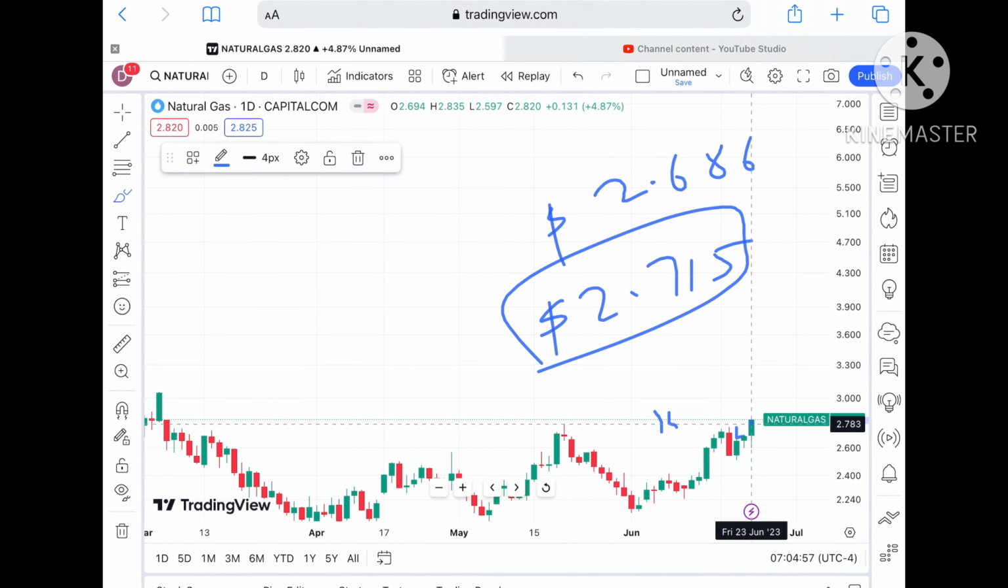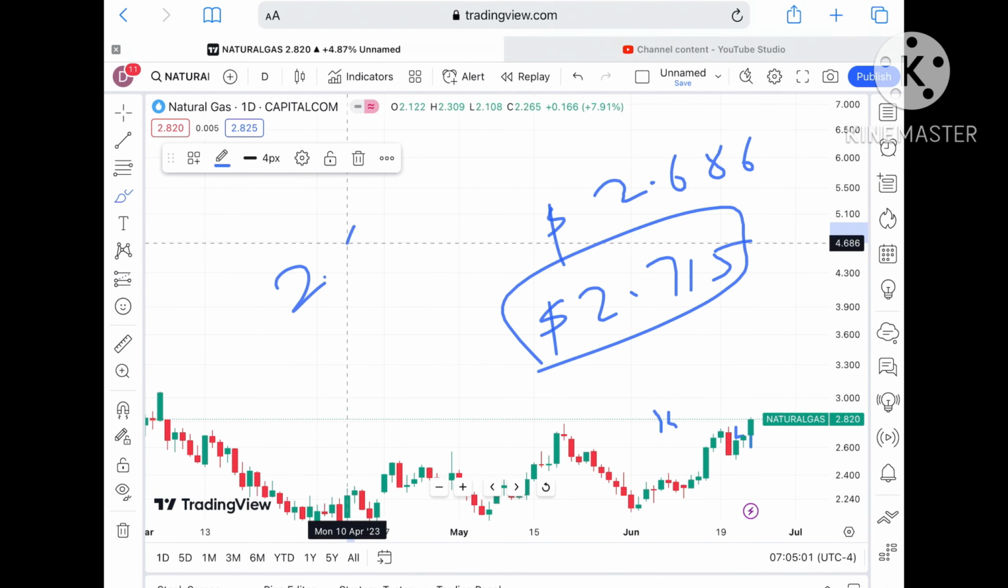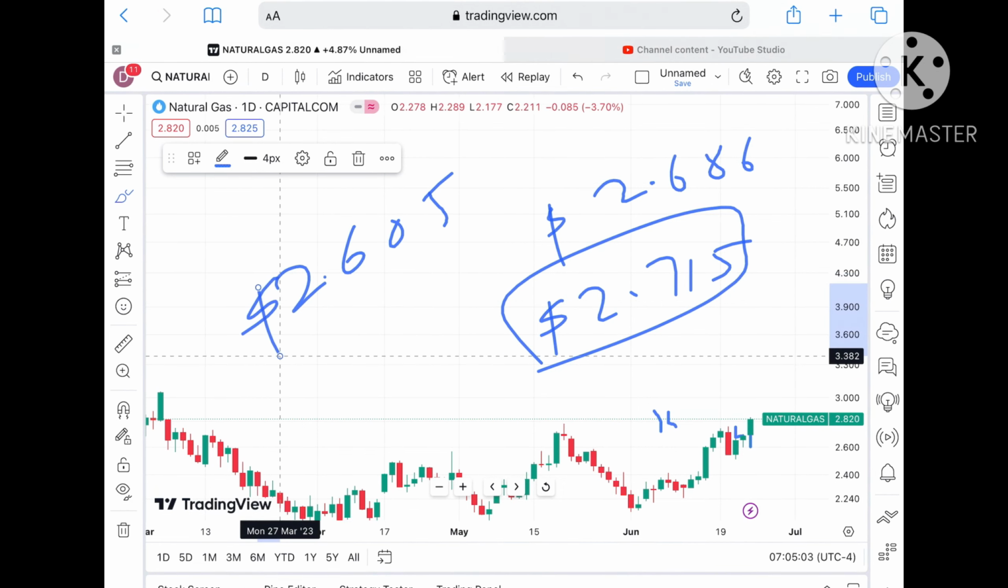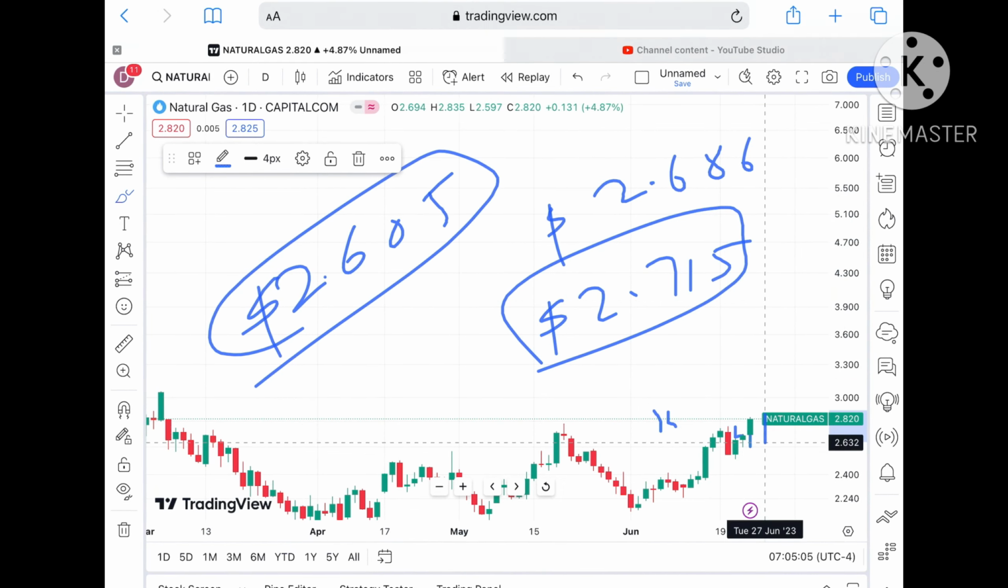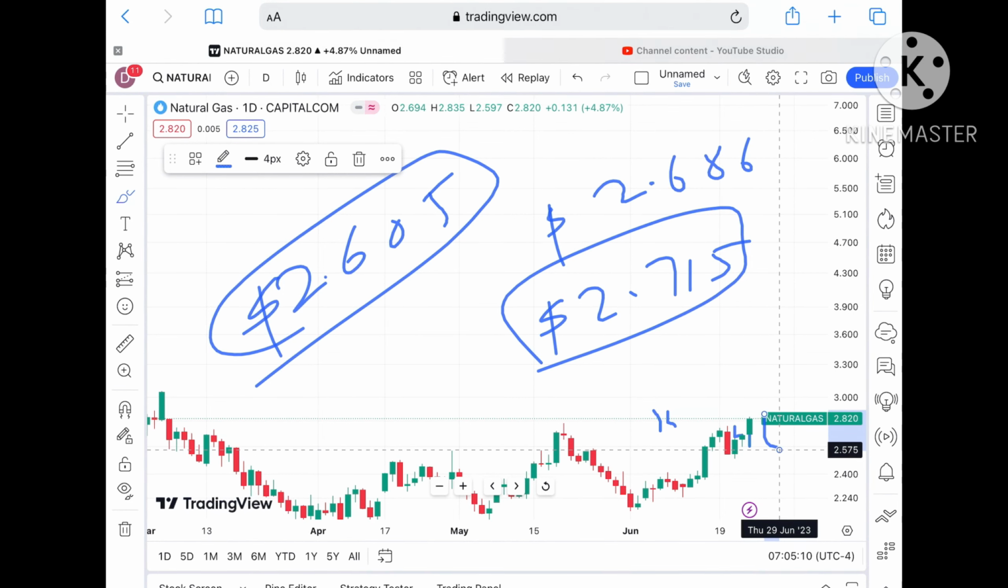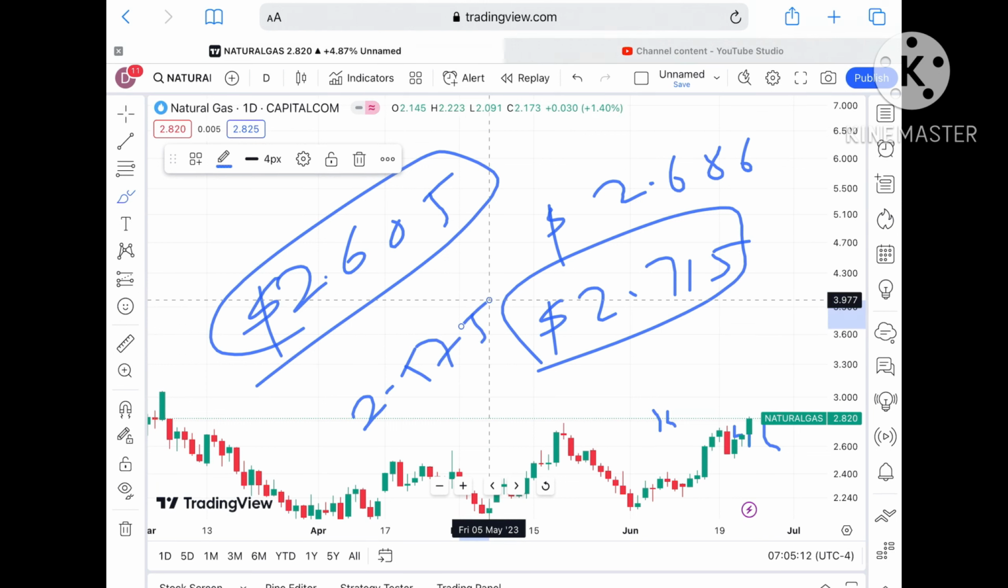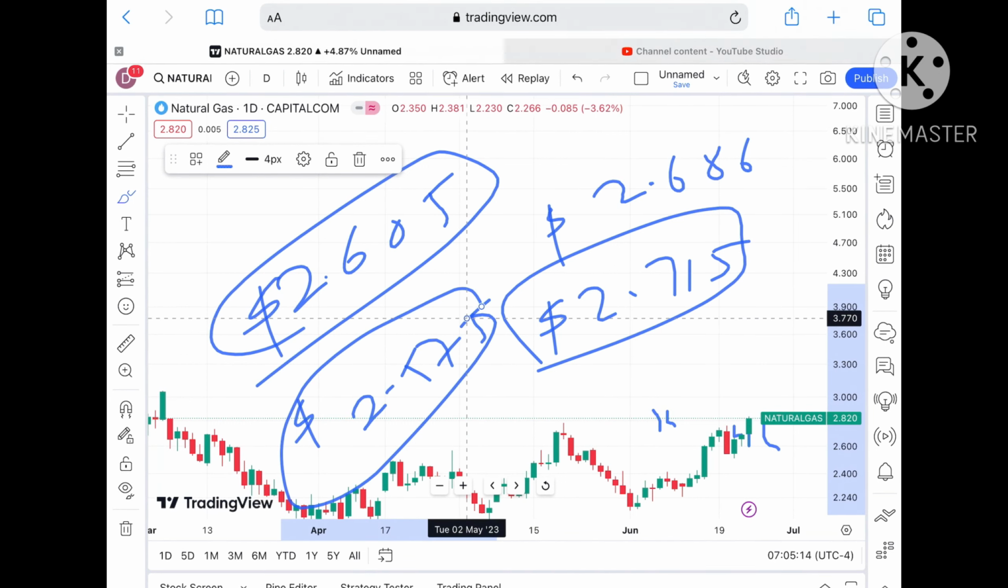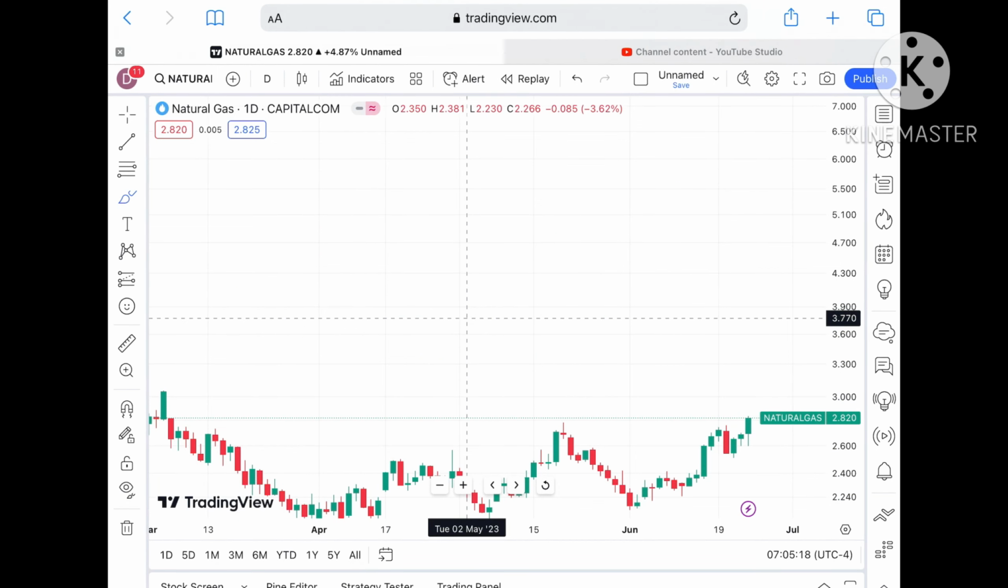And if the price falls below that level, chances of going further down will be there, and then we can see a level of $2.605. Once the price falls below that level, we can see it touch around $2.605 to a level of 2.575. These are on the day-wise chart. You have to remember that your target is small, and your SL should also be small.